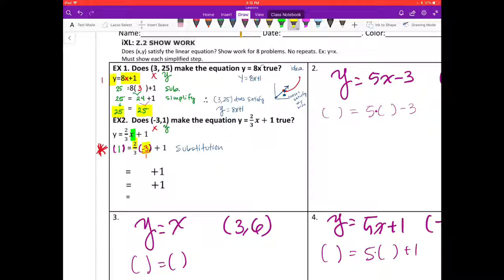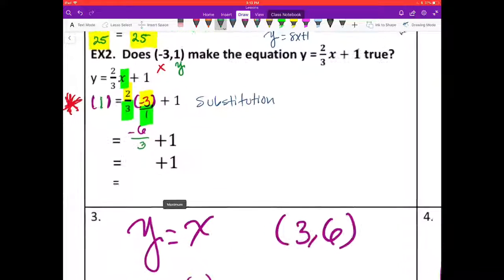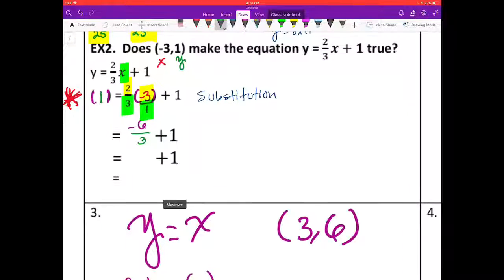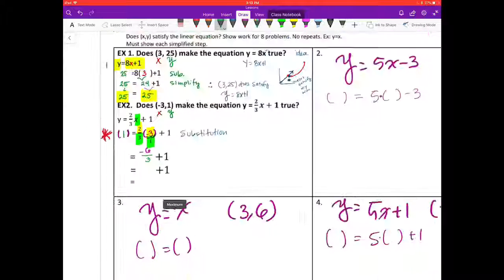What's 2 times negative 3? Negative 6. What's 3 times 1? All over 3. And just because you have a fraction, it doesn't mean it's difficult. So now you remember, oh, that's just division. What's negative divided by a positive? Oh, it's negative 2. You're almost done.